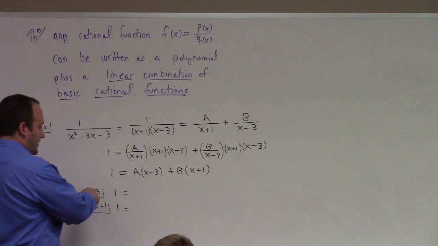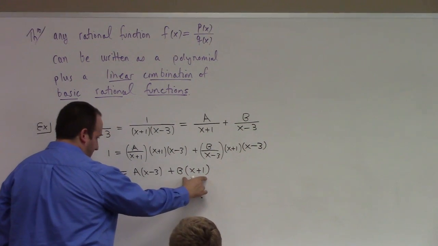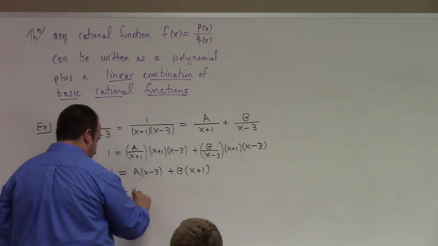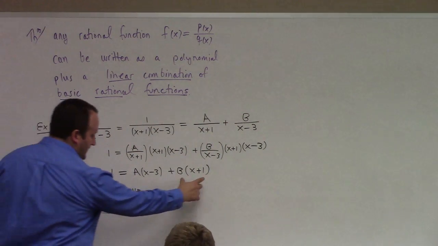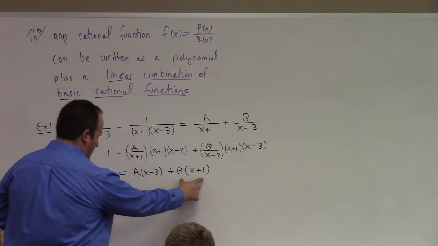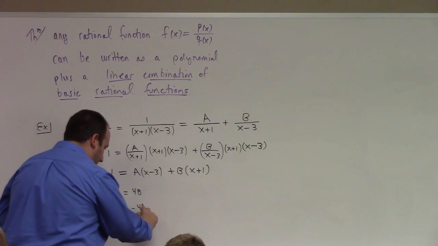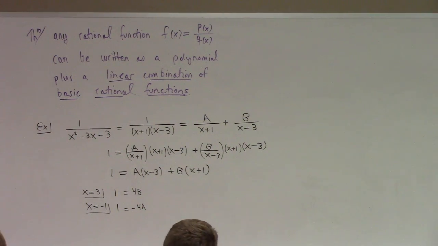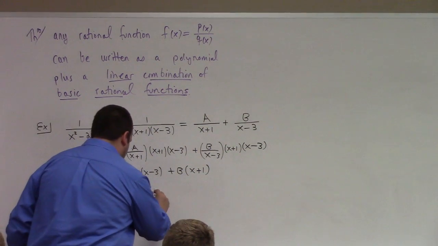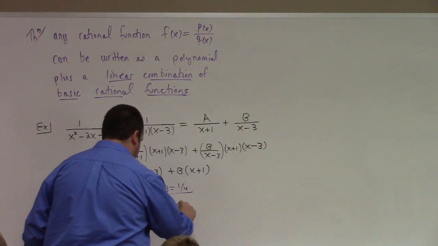So x equals to 3 gives us what? Plug in 3 here, 0. This is what? 3 plus 1, 4b. If I plug in x equals minus 1, this goes to 0, right? And this goes to minus 4. So I get 1 equals to minus 4a. These equations are pretty easy to solve. Agree? So this gives us what? b equals to 1/4, and a equals to minus 1/4.